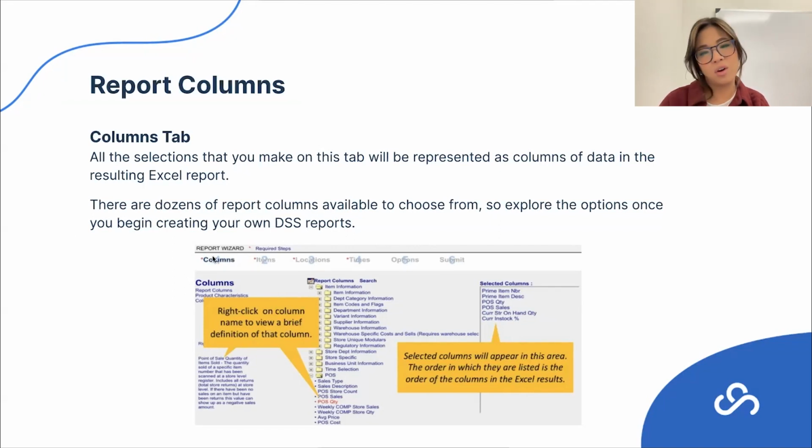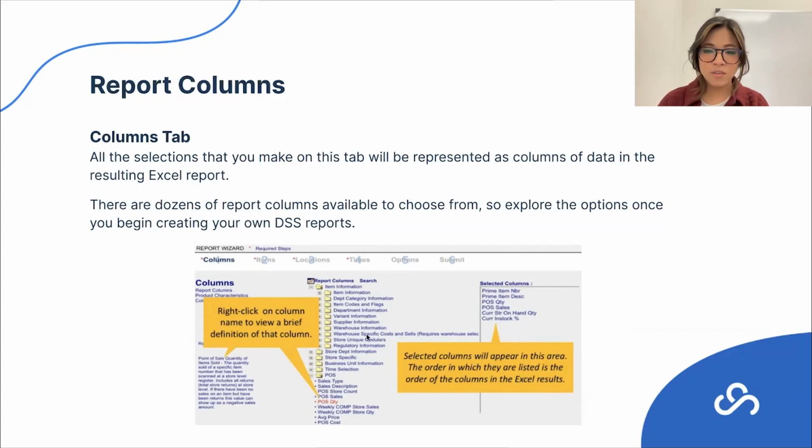And basically you're going to start on the columns page. So the columns tab is exactly what it sounds like. Depending on what type of columns you select, that is going to be your column data across the top. So you guys can see here, we've picked an example just so you could see. You'll see all of these folders that will show up. You can expand into each of these folders and search for the type of data that you need. And you'll be able to see things like prime item number, prime item description, POS quantity, POS sales, what is my current store on hand quantity, and what is my current in stock.